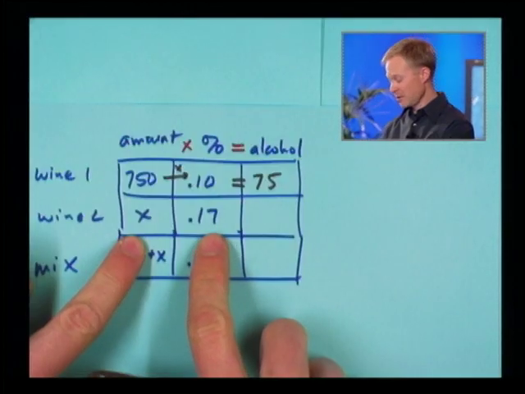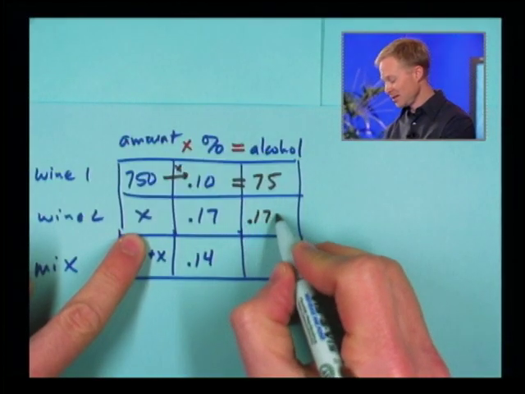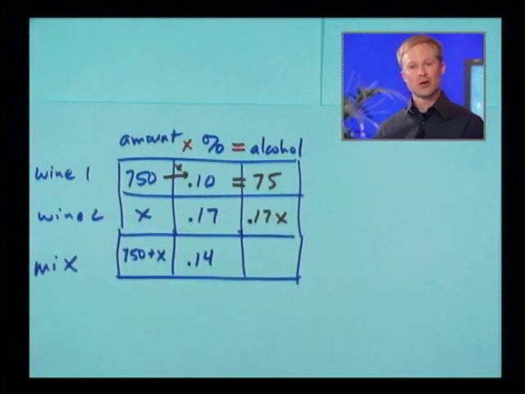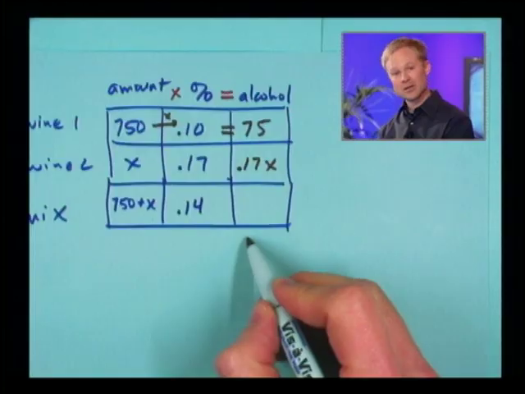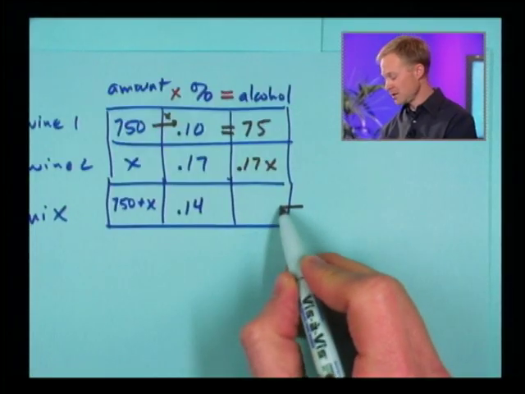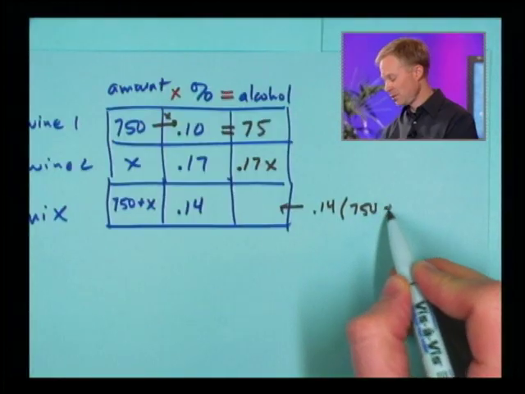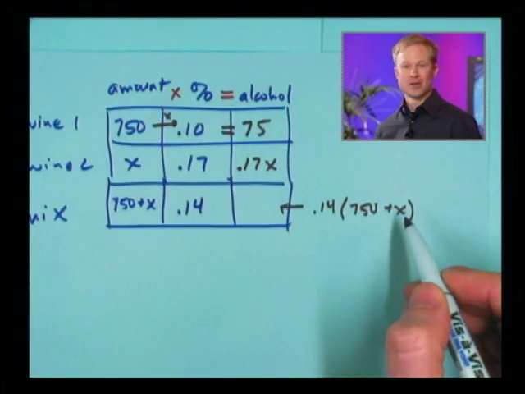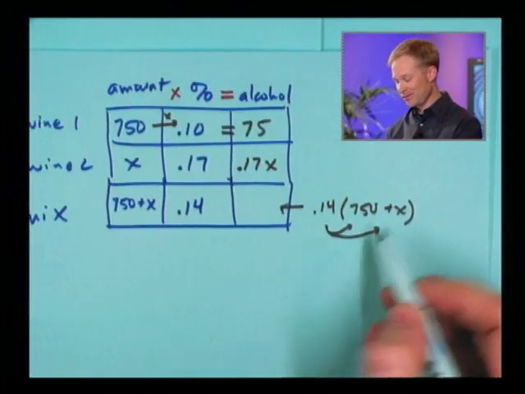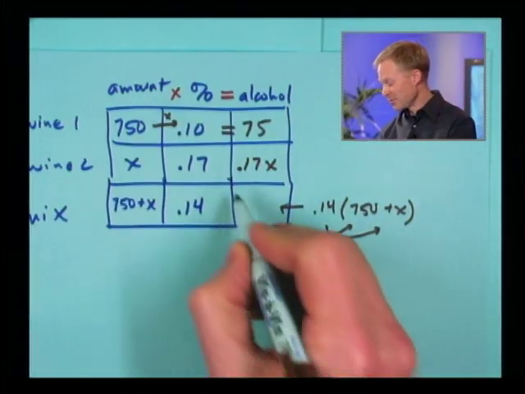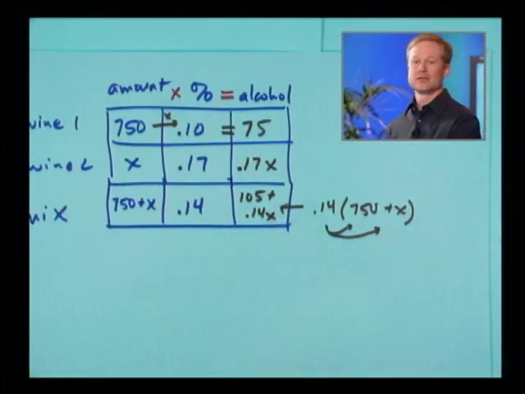So this one is going to be X times 0.17. So I'll just put 0.17X. Third column, be a little careful on this one. I'm going to need a little more room here. What goes in here is 0.14 times 750 plus X. All right, 0.14, we need to distribute this. 0.14 times 750, I cheated, I did it ahead of time. It's 105, and that's plus 0.14X.